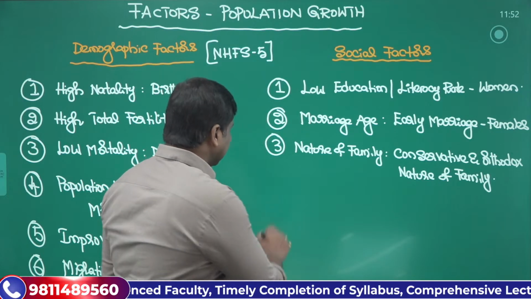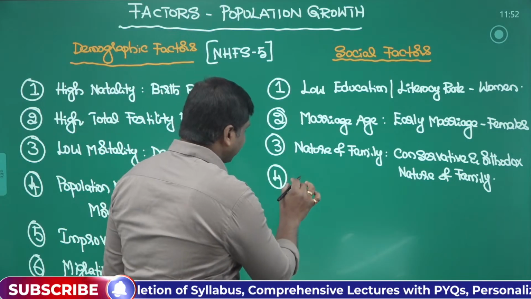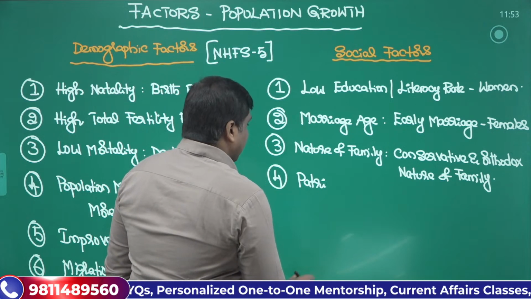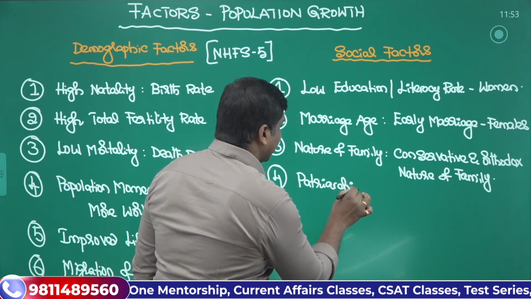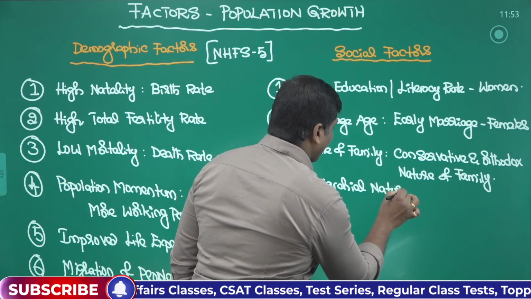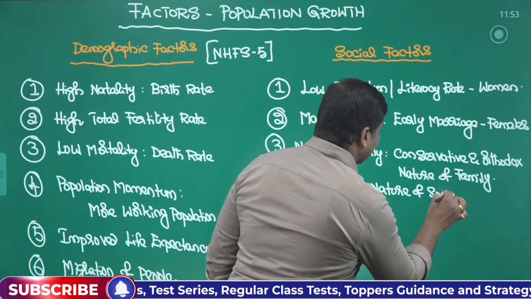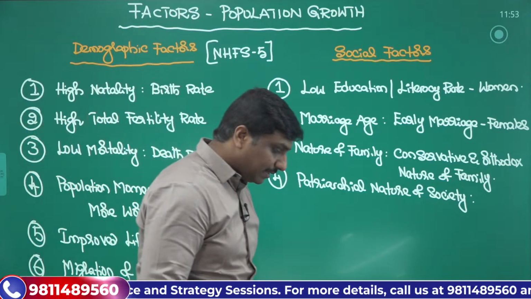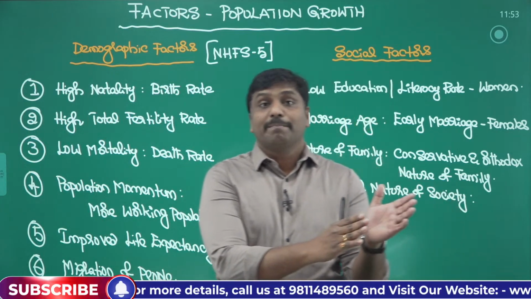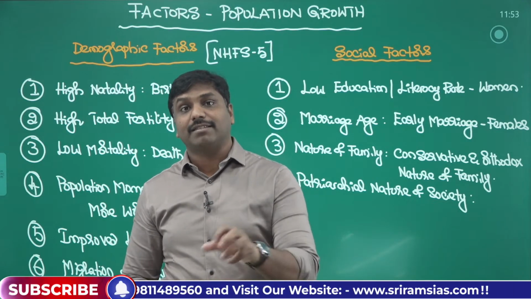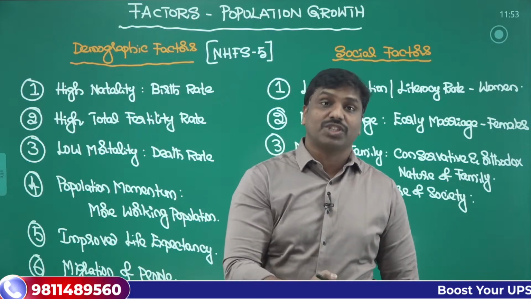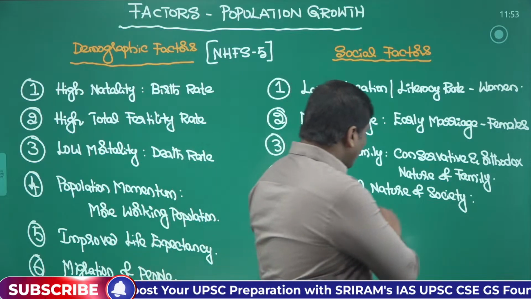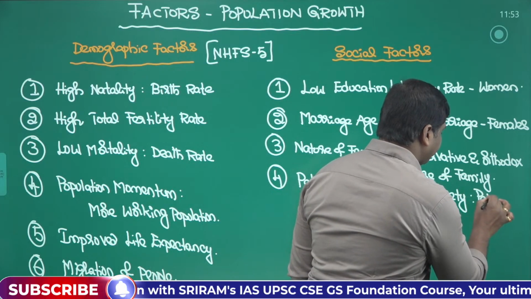Then next important factor is the patriarchal nature of society. This is also, in one way, responsible for it. How? What happens in Indian society is that, due to the patriarchal nature, the inheritance of property or wealth will transmit from father to child. So there we have patrilineal nature of inheritance of property. So due to patriarchal nature, we have patrilineal.